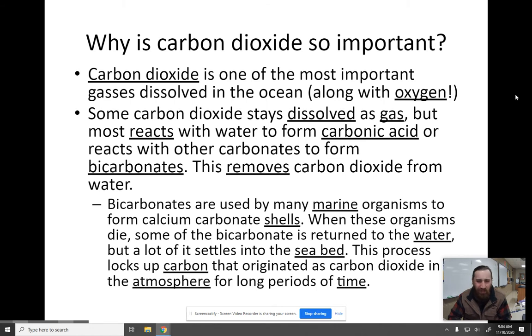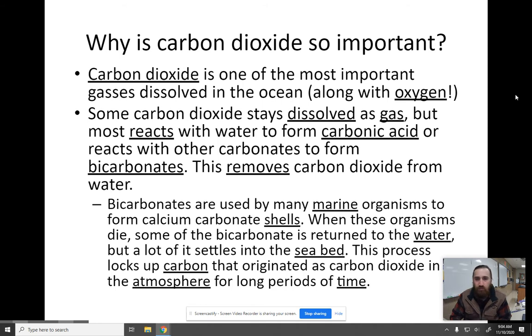If you guys remember sophomore year watching Lethal Seas, which is like the longest movie you probably watched in your sophomore year bio, this kind of ties into that. So carbon dioxide is one of the most important gases dissolved in the ocean, along with oxygen. Oxygen, guys, because they need it, so like animals need it. Carbon dioxide because the plants also need it for photosynthesis. Now, there's other reasons as well.